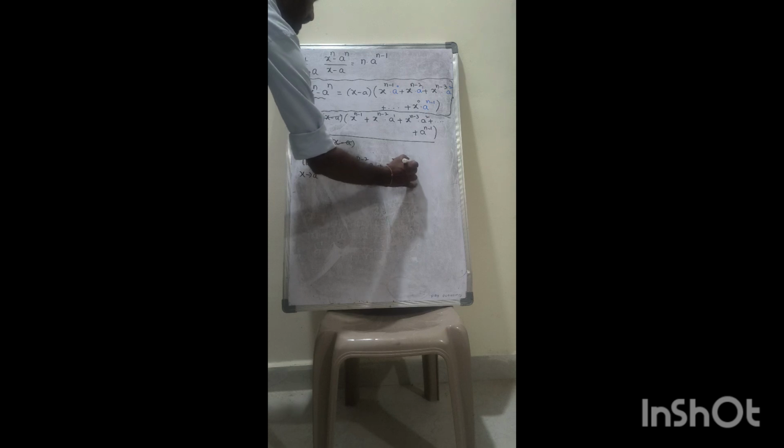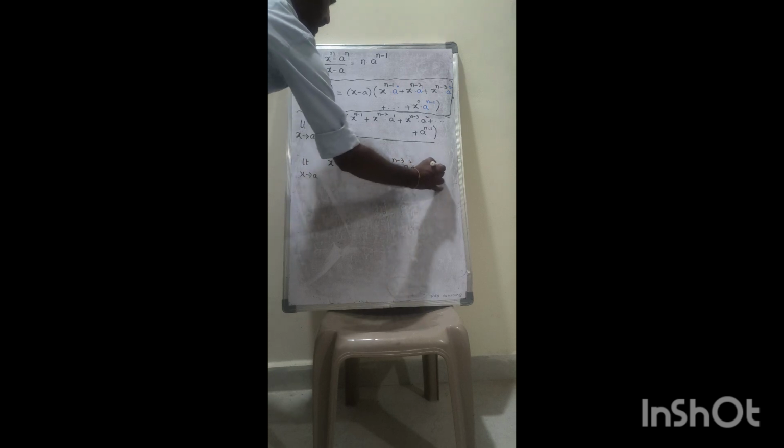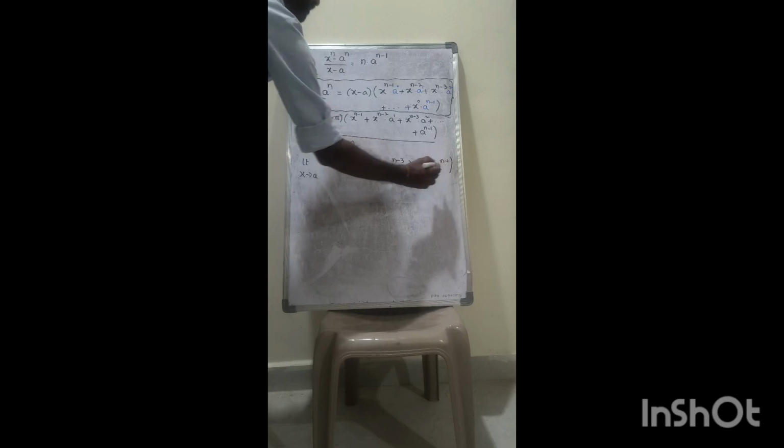Okay, so let's separate this portion, divided by x minus a. Now x minus a and x minus a get cancelled. So limit x tends to a of x power n minus 1 plus x power n minus 2 into a power 1, we can write as a, and x power n minus 3 into a power 2, and so on up to a power n minus 1. So this is what we'll get.